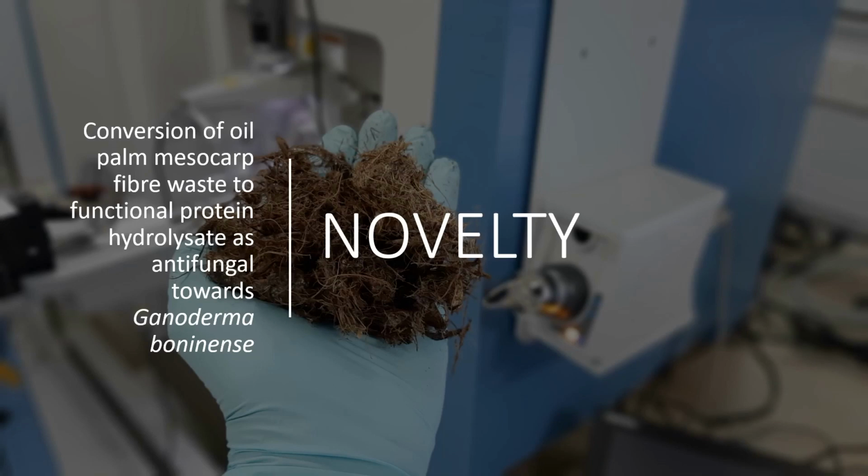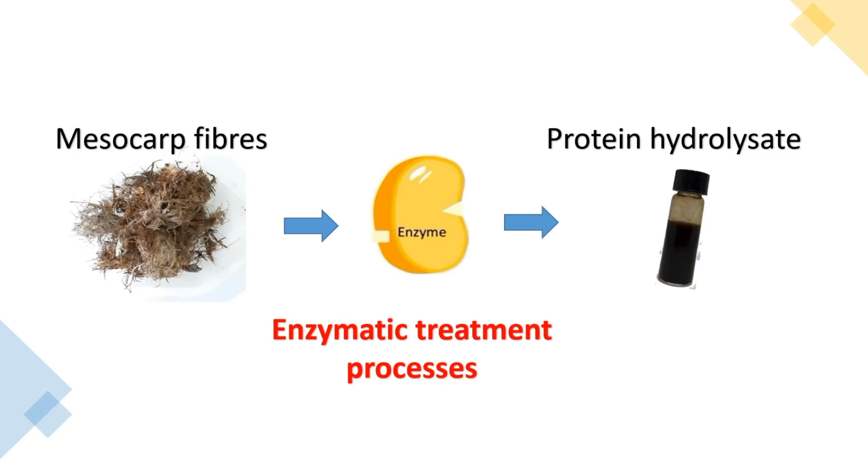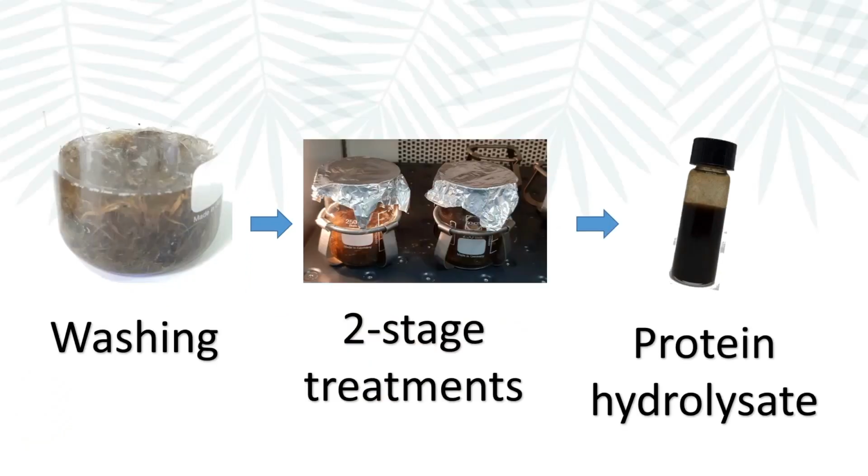Hence, we have innovated the way the mesocarp fiber waste is being utilized by developing a process to extract protein hydrolysate from the waste. The protein hydrolysate is basically protein that is broken down to smaller fragments, and these fragments of proteins have antifungal bioactivity towards the Ganoderma boninense. And overall, the mesocarp fiber from the palm oil mill is treated with different enzyme formulations to produce the protein hydrolysate.